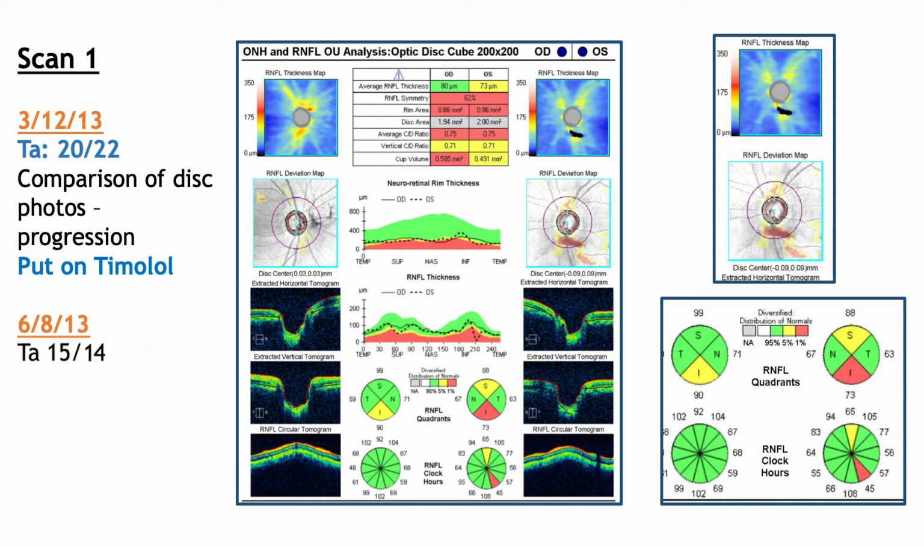And again, this is the visit that the pressure was a little bit higher, 20 and 22. Remember, they thought there was a change looking at the optic nerve and comparing to disc photos. And they had at that time put him on timolol, and his pressure went down nicely to 15.